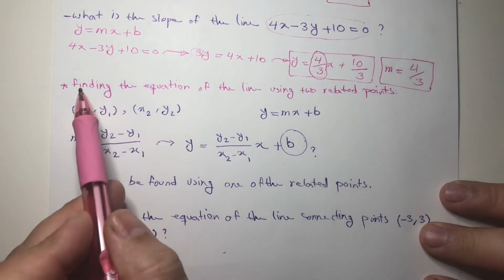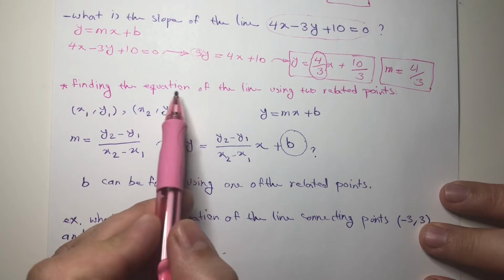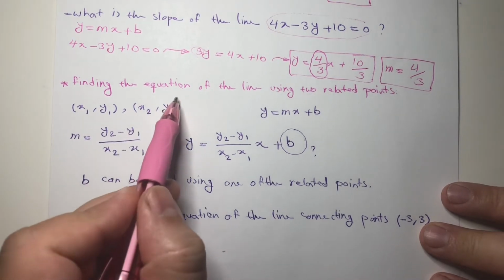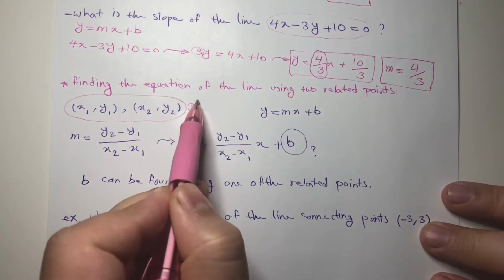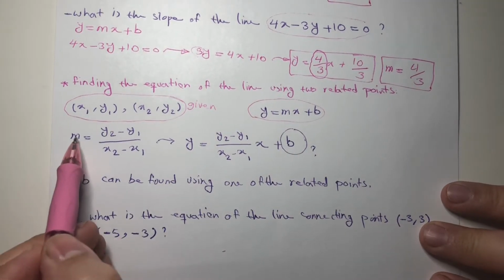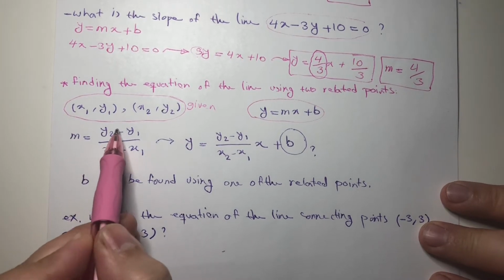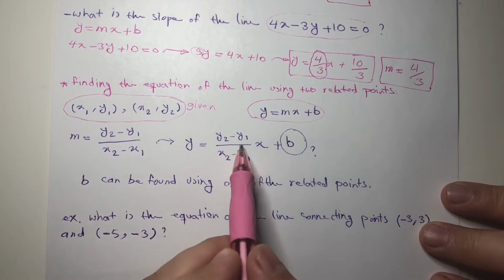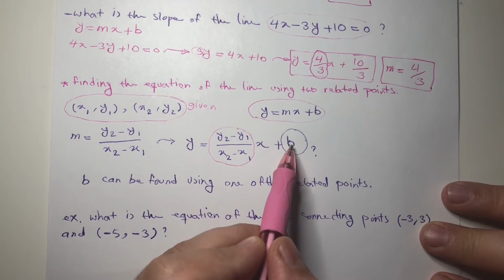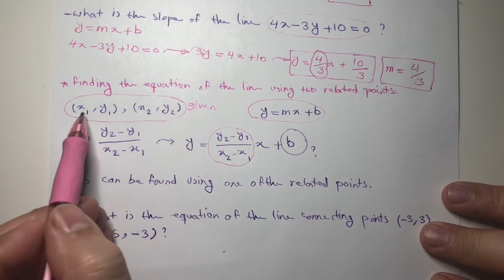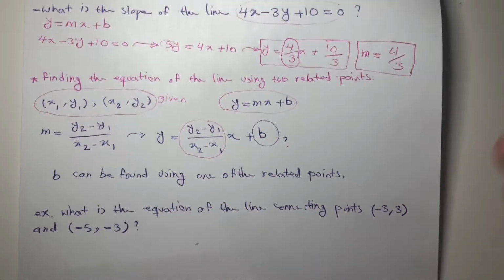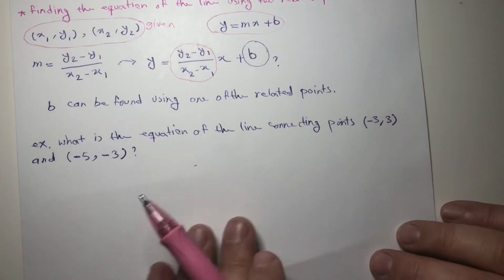Now we want to understand how we can find the equation of the line using two related points. So in this case, two points on the line are given. These are the given information, right? We want to find the equation of the line. How do we do that? We know that m, or the slope of the line, is y2 minus y1 over x2 minus x1, right? Then once we found m, we need to find the y-intercept as well. In order to find the y-intercept, you can use one of these example points. Let's see an example to understand how we do that.